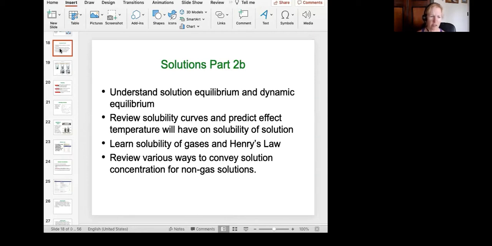And then we're going to look at all those different ways to talk about the concentration of a solution: molarity, molality, mass percent, and all that. That's what we're going to kind of cover today. Obviously, there's going to be a lot of calculations associated with this material, so I do encourage you to join the Zoom meeting, and then we'll be able to cover those calculations as well.